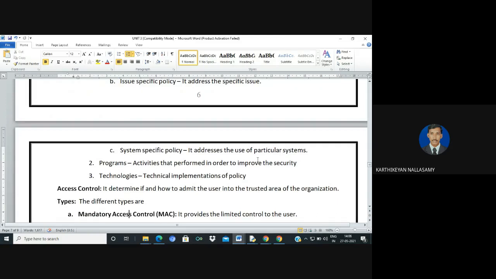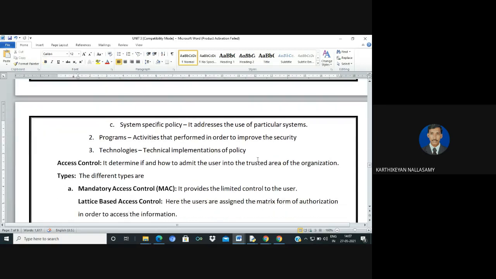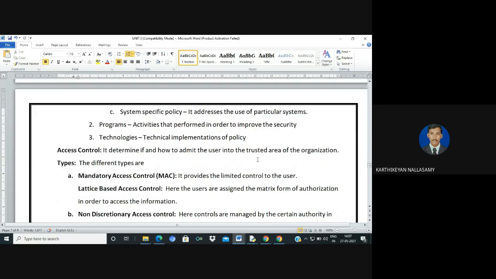And the next is access control. If a particular user wants to access or use information in an organization, access control determines how we are going to allow a person, the user, inside this trusted area. There are different kinds of access mechanisms we may follow. One is called mandatory access control. As we already know, every user has some rights, so we assign some limited control to the user.